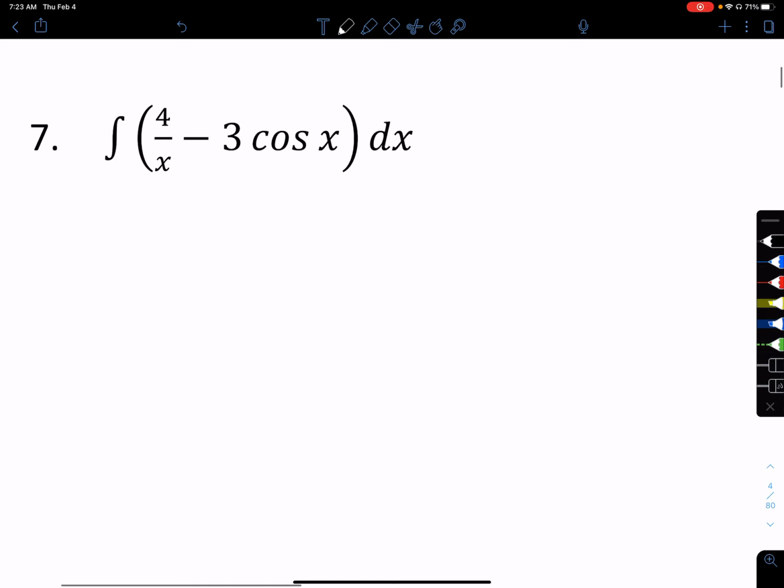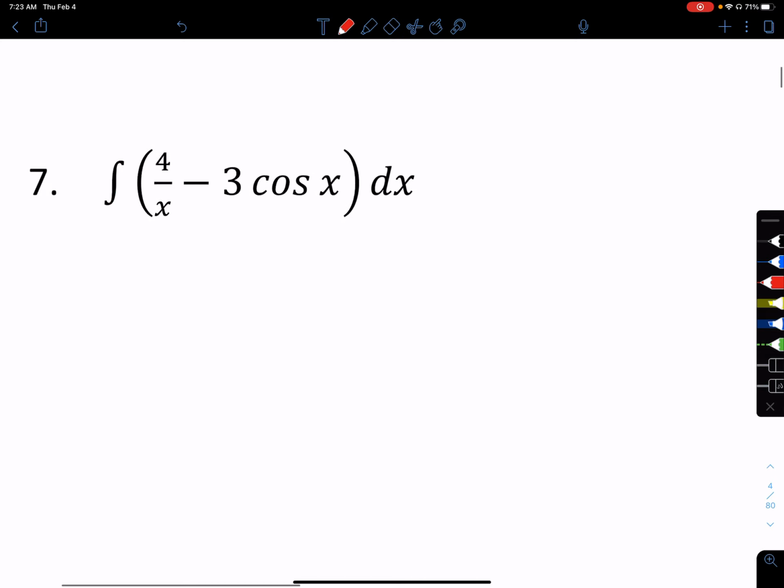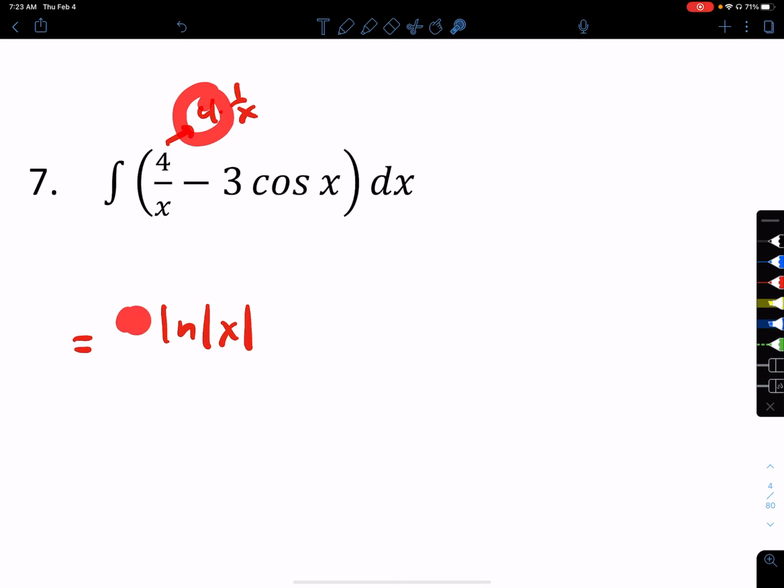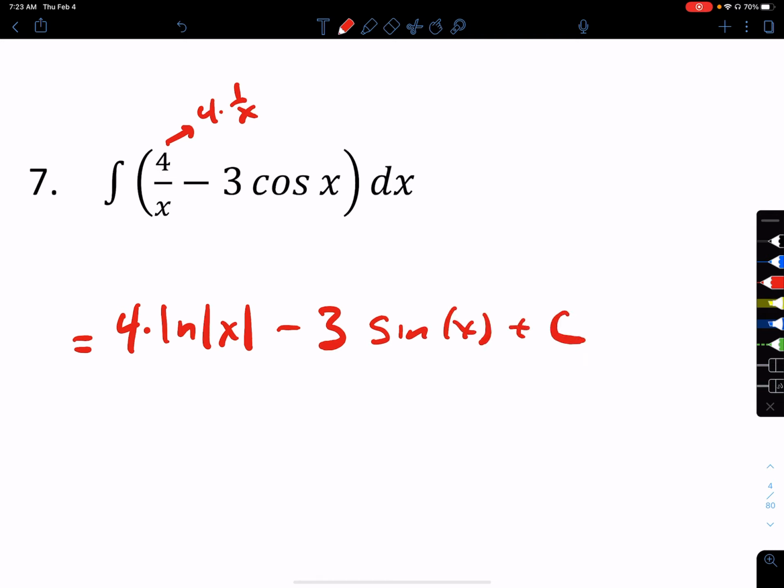Number 7, this right here, we're dividing by x. If it helps, you could think of this as 4 times 1 over x. So how do you integrate 1 over x? It's a natural log of the absolute value of x. And we had this coefficient here, 4, so that's got to stay there. So it's 4 times natural log of x minus 3. And the antiderivative of cosine of x is sine of x plus your arbitrary constant.